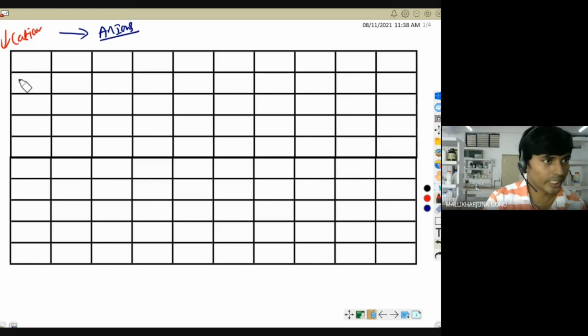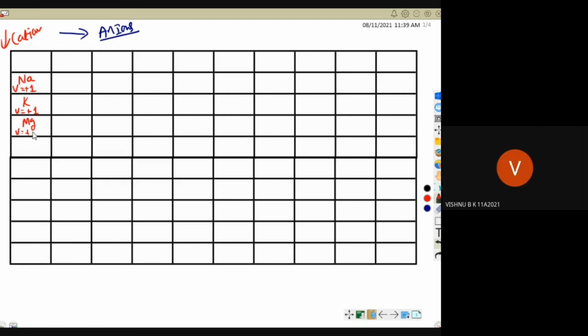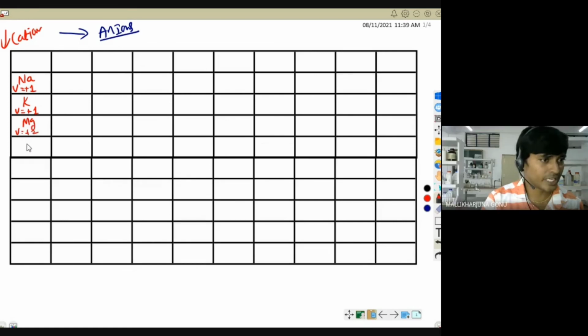sodium. What is it? Sodium element. The valence of this one is plus 1. All these positive ones I am writing here. Sodium is plus 1. And potassium valence is plus 1. Magnesium. Are you able to see what I am writing here, Vishnu? Yes, sir. Magnesium plus 2, calcium plus 2, aluminum plus 3.